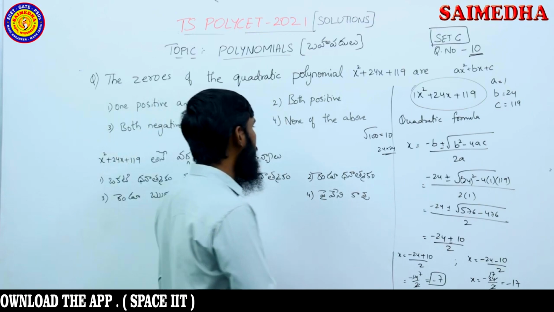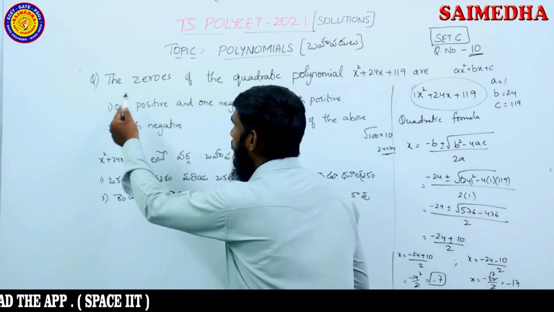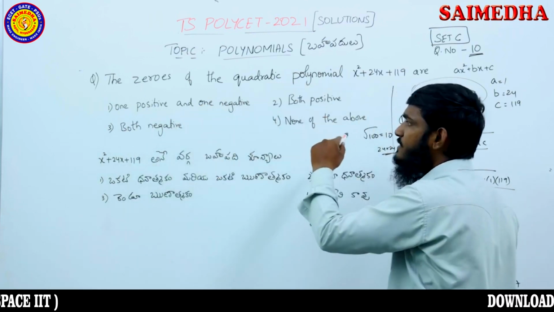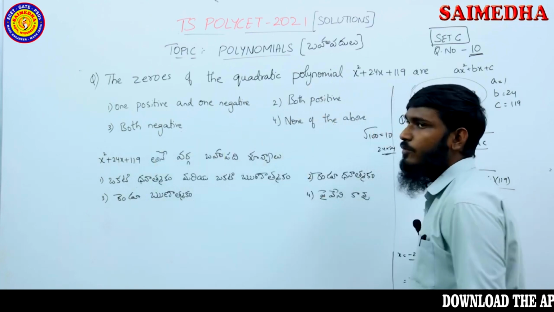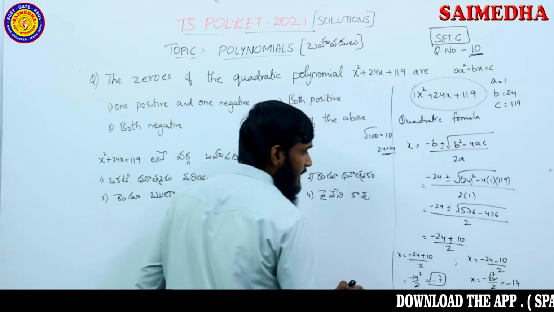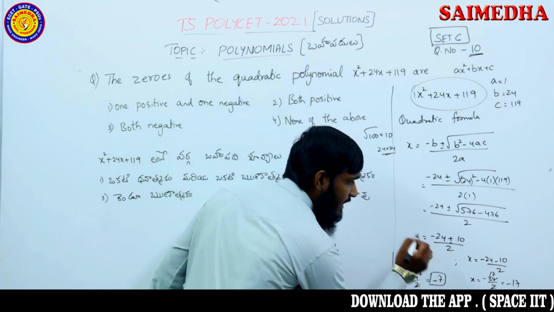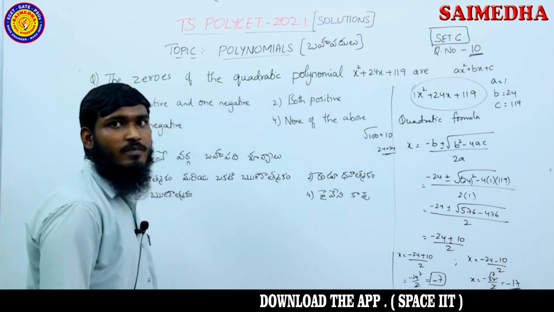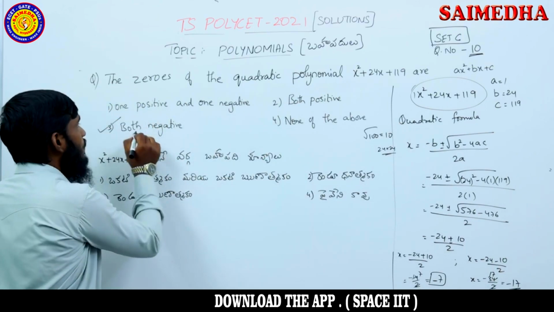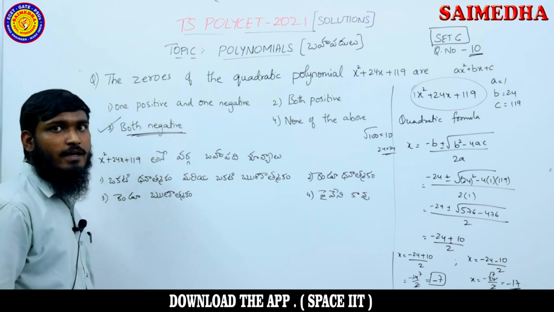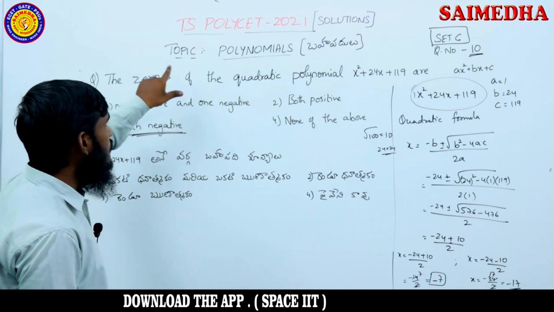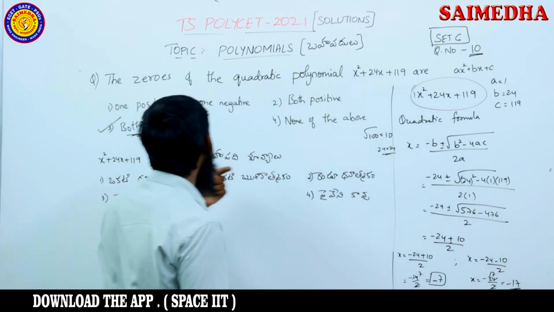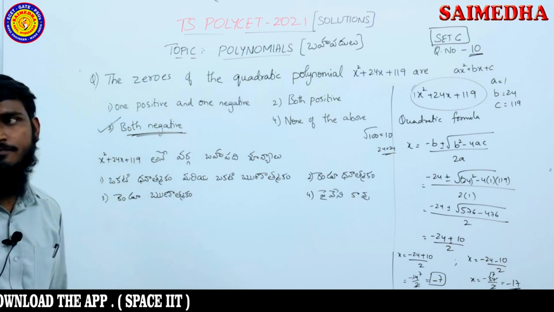Now let us check the options over here. Our options are: one zero is positive and the other zero is negative, both are positive, both are negative, or none of the above. We are getting x is equals to minus 7, which is a negative number, and x is equals to minus 17, which is also a negative number. So let us go with option number 3, which is both negative. So our answer for the zeros of the quadratic polynomial x square plus 24x plus 119 is both negative. Now note down this one.